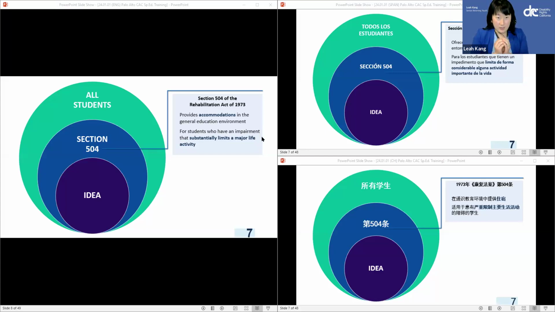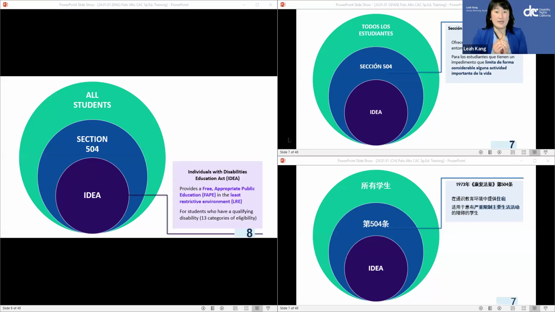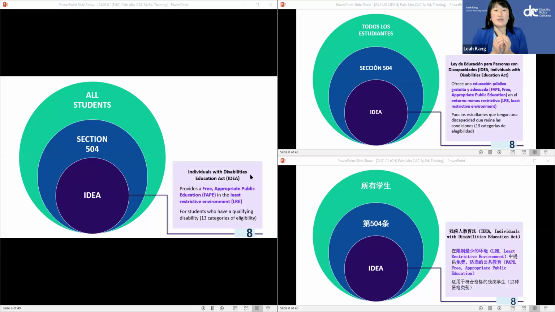Now, like I said, in the even smaller circle, the IDEA provides even more protections. This is the world of special education. For some students, the IDEA not only guarantees accommodations to access general education, it actually says the school needs to design and provide a free, appropriate public education, which is what we call a FAPE, in the least restrictive environment.